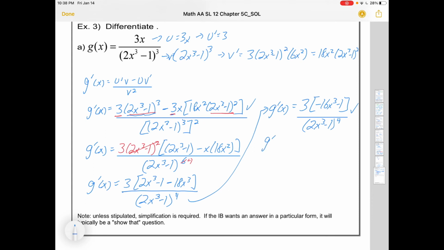If you really want to, you could factor out that negative as well and write it like this: 16x^3 plus 1. Yet another way. But unless otherwise stipulated, it doesn't matter what form you leave it in.